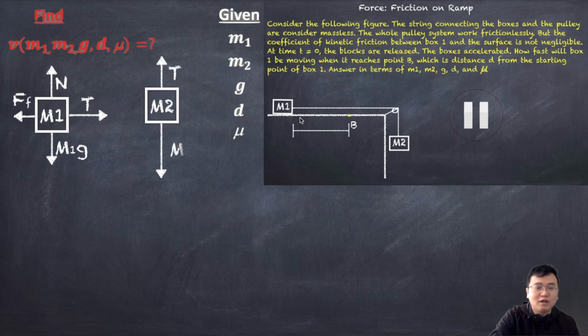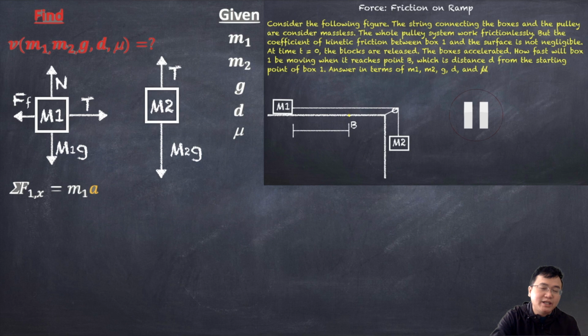Let's move on to drawing a free body diagram of mass 2. For mass 2, we have the weight, again m2g, and we have a tension force going upward. Okay, that's the free body diagrams of the two masses.